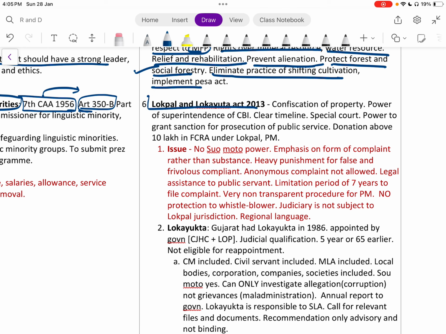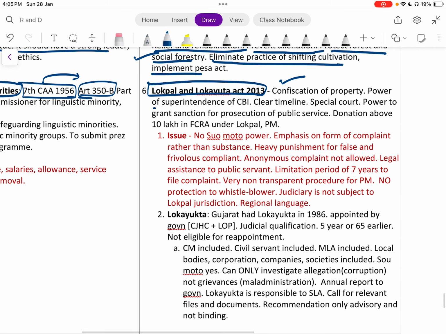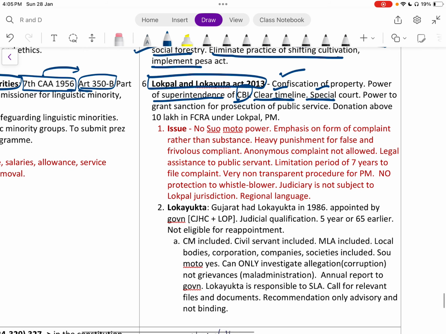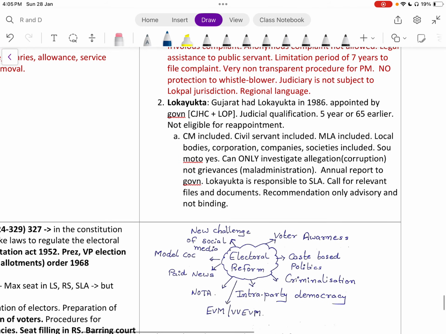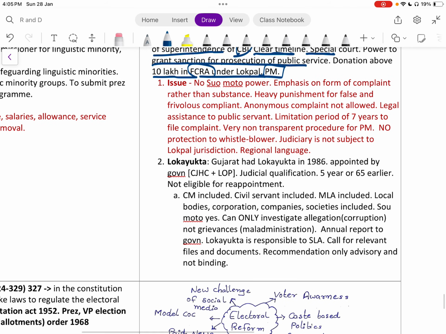Lokpal and Lokayukta Act 2013: attachment of property, power of superintendence over the CBI, clear timelines, special courts, power to grant sanction for the prosecution of public servants, donations above 10 lakh under Lokpal's purview, and also jurisdiction over the Prime Minister. What are the issues?